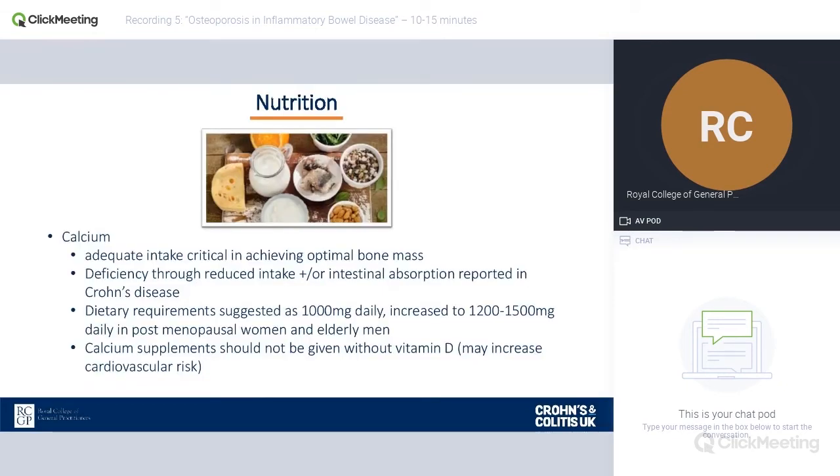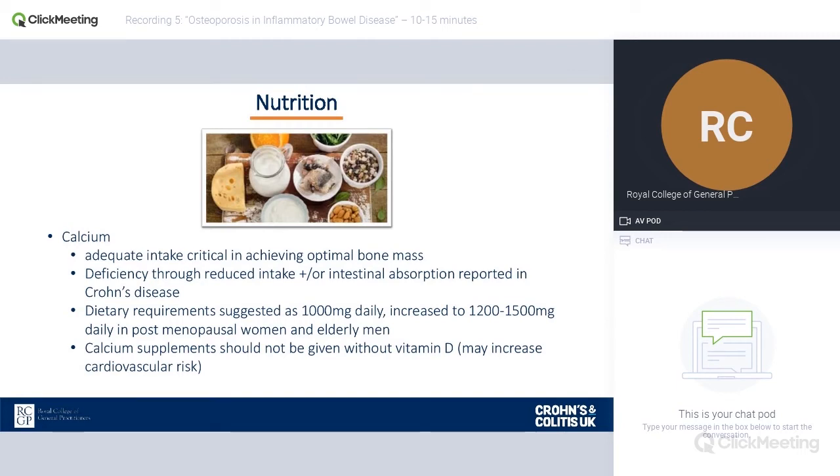We've mentioned already that nutrition is key. Adequate intake of calcium is absolutely critical in achieving optimal bone mass. There's probably deficiency through a couple of methods in inflammatory bowel disease, firstly reduced intake. We've heard mentioned already that patients suffering with abdominal pain often restrict their general intake of food, and their nutritional status can be poor. So there's reduced intake, but there's also reduced intestinal absorption reported in Crohn's disease.